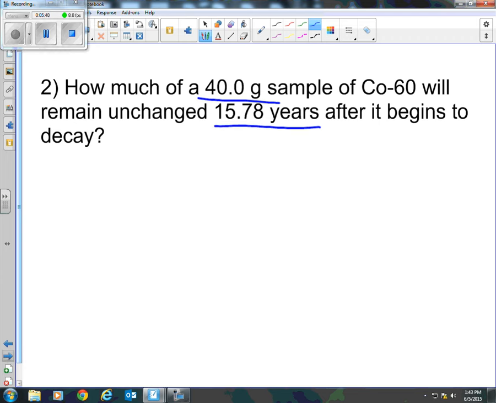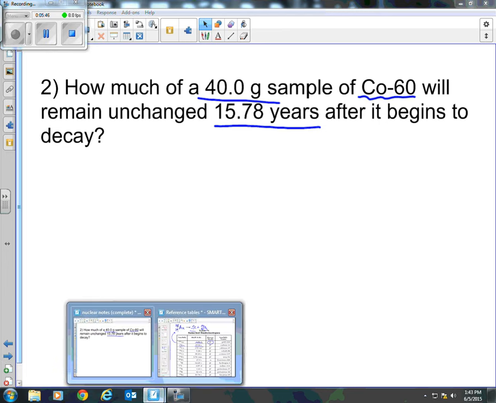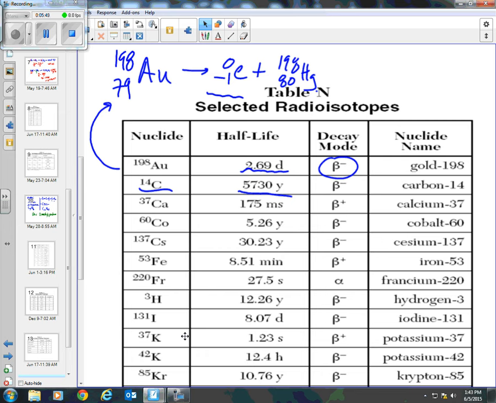Now the problem here is it doesn't give me a half-life, but it does give me a radioactive isotope. So what I'm going to need to do is go back to reference table N, and sure enough, here's cobalt-60, and there's its half-life right there. Cobalt-60 has a half-life of 5.26 years.